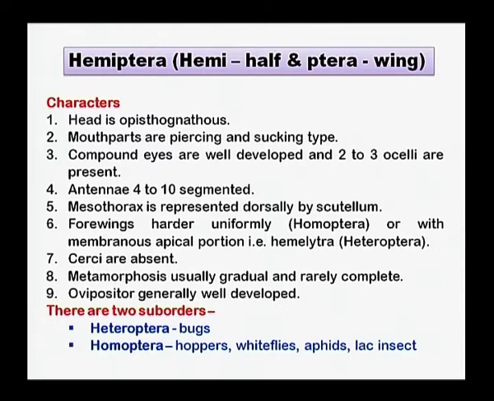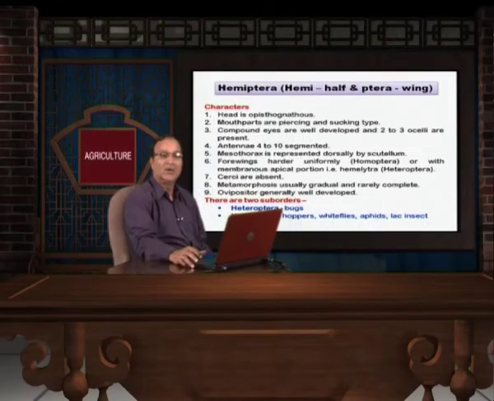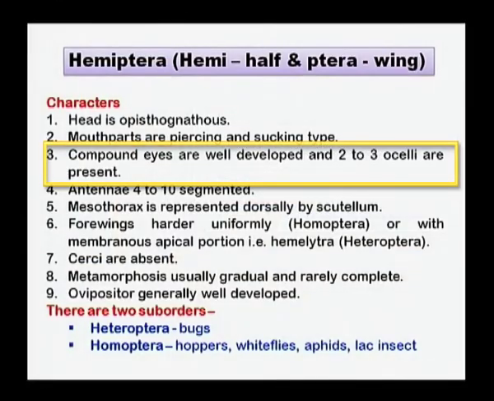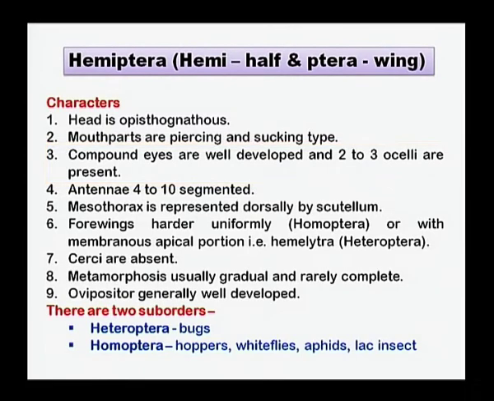It means the members of this order suck the plant sap with the help of stylet-like organs, thereby they have the piercing and sucking type of mouth parts. Compound eyes are well developed. However, 2 to 3 simple eyes or ocelli are also present. Antennae are 4 to 10 segmented.